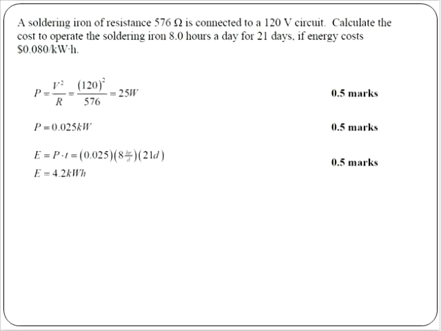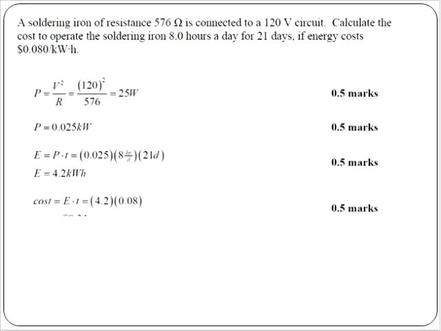Then it says 8 hours a day for 21 days, so that's 8 times 21 hours, or 21 times 8 hours, however you want to look at it. That gives you a total energy of 4.2 kilowatt hours used by that soldering iron in those 21 days. Now the only thing left to do, now that we know the energy, is to calculate the cost by taking our energy and multiplying it by the rate.